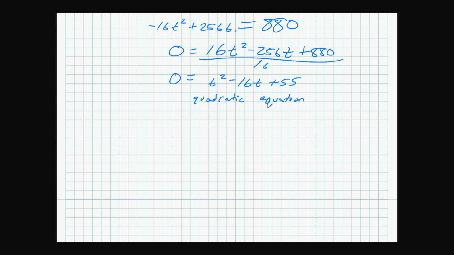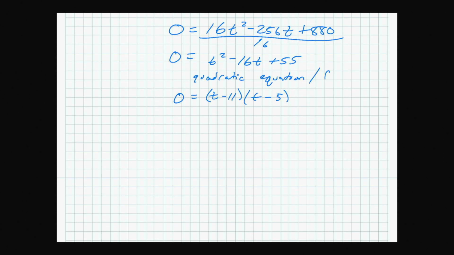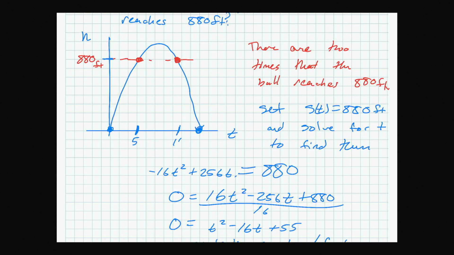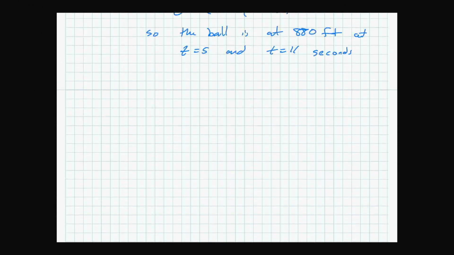So, oh, it does factor. It factors into 11 and 5, right? 5 times 11 is 55. 5 plus 11 is 16. Or negative 11, negative 5 is negative 16. So it does factor. Okay. So the ball is at 880 feet at t equals 5 and t equals 11 seconds. So there's 2 of them. That's 5 and that's 11. Okay. So 5 seconds is the one we want, right? Why? Because they said specifically they want the first time it reaches that height.